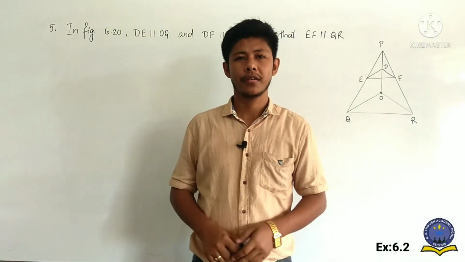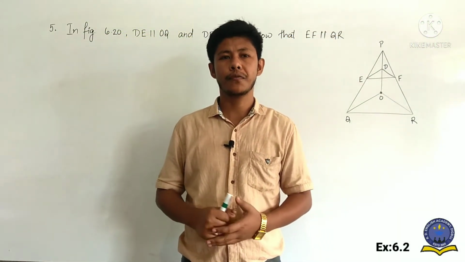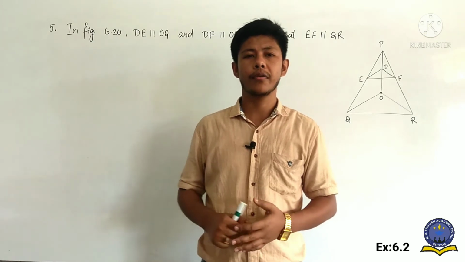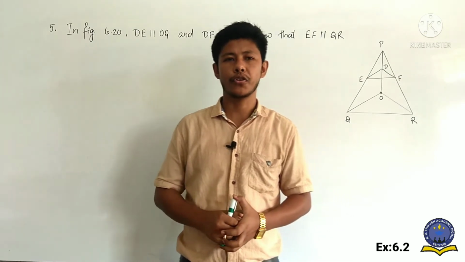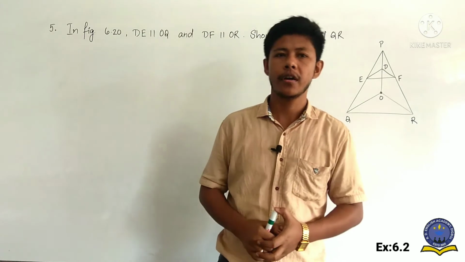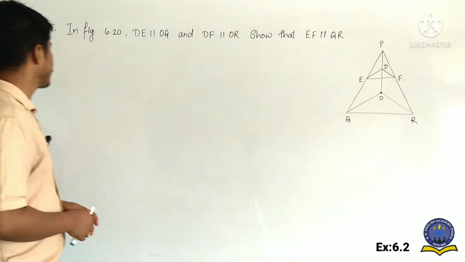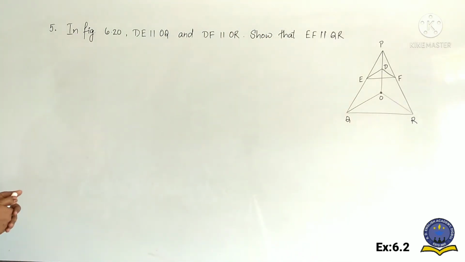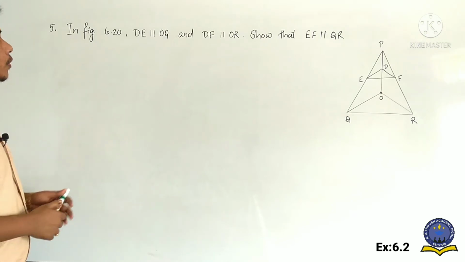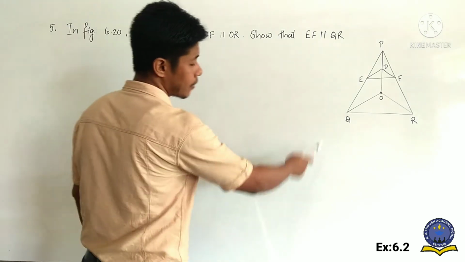Good morning, students. I hope all of you understood the first 4 questions. Today we have to discuss another very interesting question. This one is question number 5. If you see the question given here in figure 6.20, DE is parallel to OQ. 6.20 means the figure is this one.